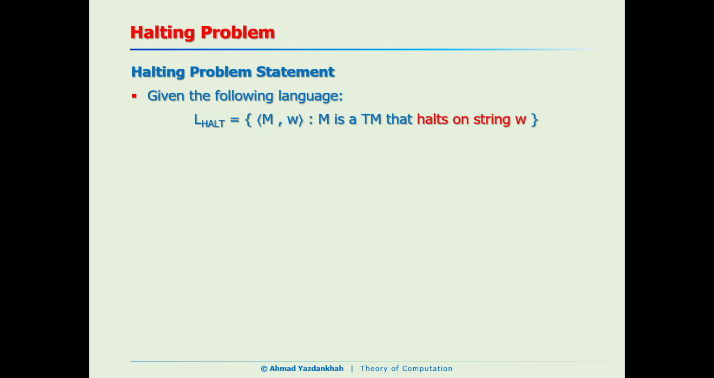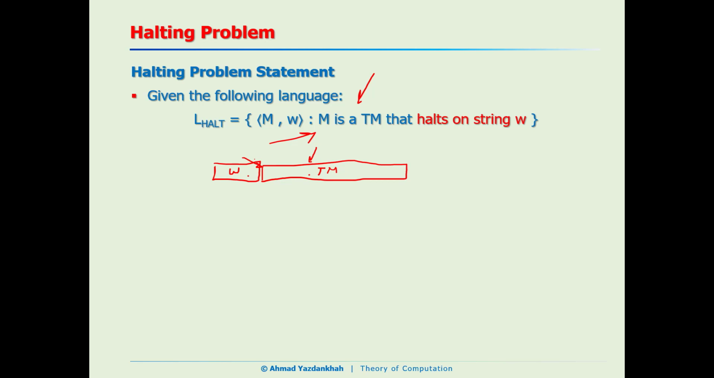Okay? First we need to understand clearly what members this language has. So one more time, all of the members of this language are strings that have two parts. One part is the description of a Turing machine, and one part is the string that we feed into this Turing machine. So this is a description that is encoded of a Turing machine. And what is the property of this Turing machine and this string?